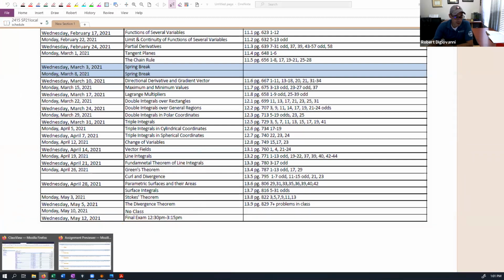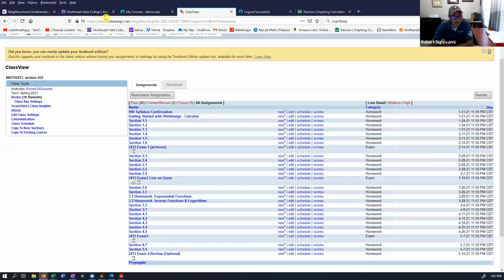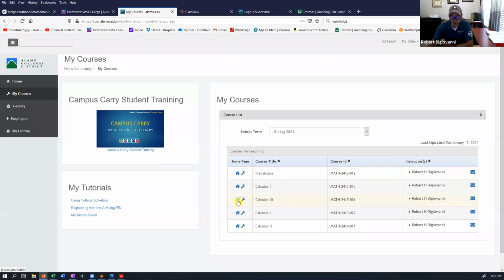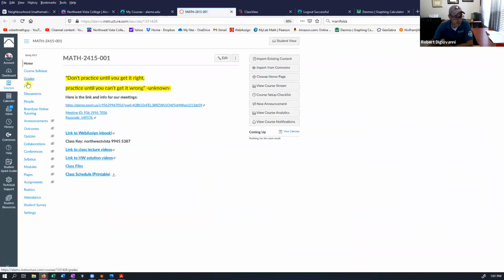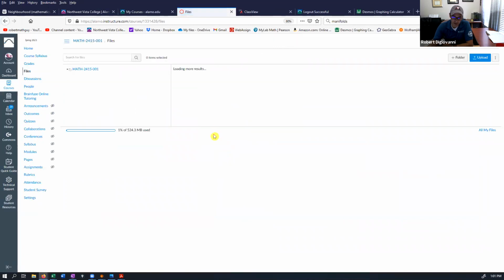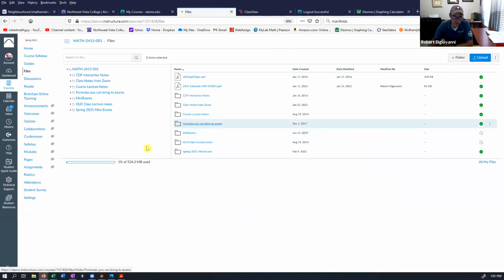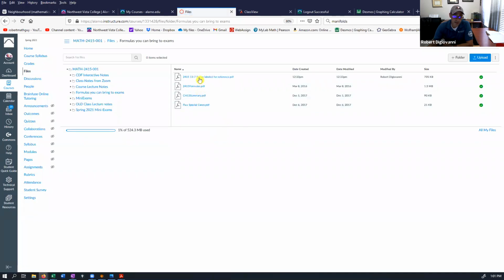For that final, you're allowed to have everything, all the formula sheets that are on our Canvas page. Under files, it says formulas you can bring to the exam. So everything here, I even put what I sent out in an email on Monday, that's available to you. You'll have to print those out, so it's going to be like 30 pages of stuff, but you can have all those.